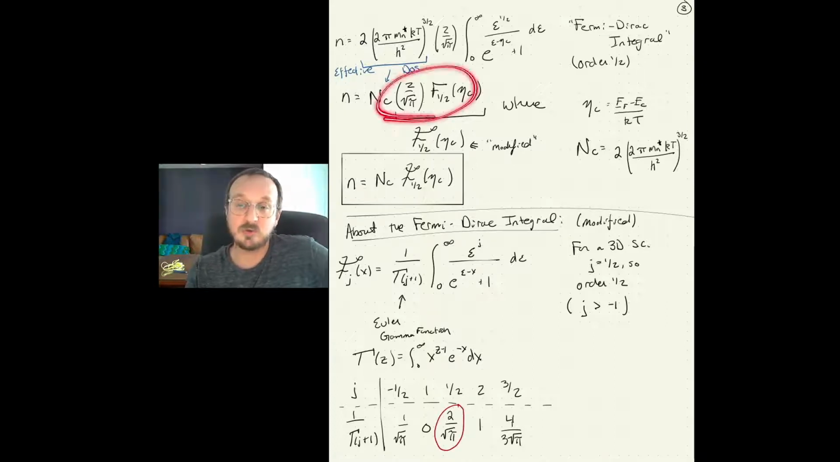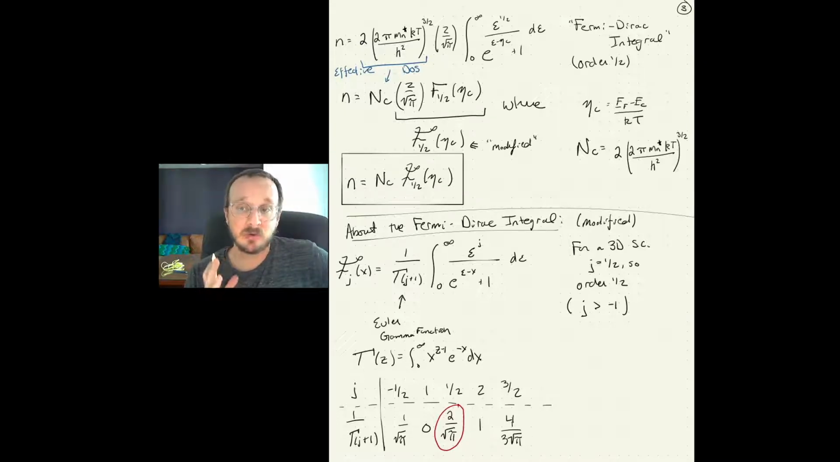So we wanted to pull a 2 over square root of pi outside of the Fermi-Dirac integral because this is how we can define the modified Fermi-Dirac integral. Now this depends on the order. We already knew it was order 1/2, so we knew we wanted to pull out a 2 over square root of pi from the effective density of states. We can separate them. If it was order minus 1/2 or order 1 or order 2, we would want to pull out a different prefactor from the effective density of states.